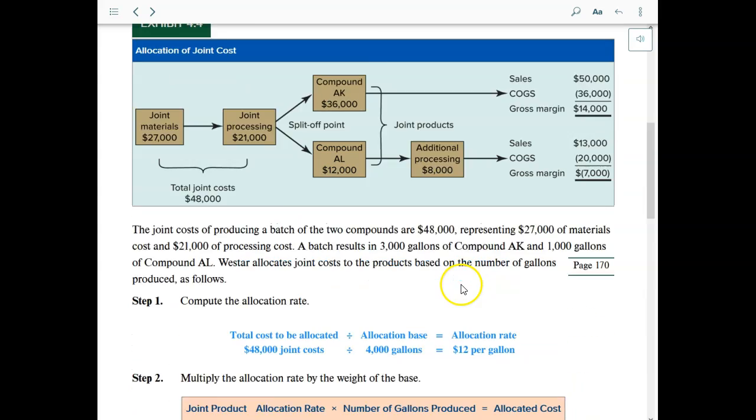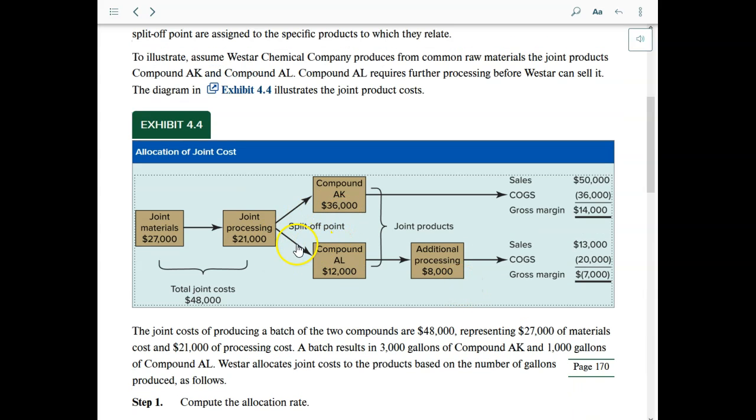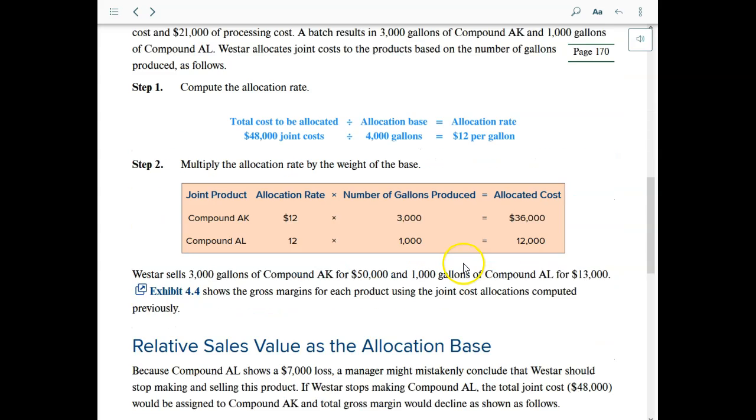So let me go back up here. If you decide to allocate this $48,000 based on what you could sell the products for at this stage, 0 of the 48 is allocated to AL, all of it is to AK. Now, once you start with the additional processing costs for compound AL, yes, this goes to AL, and we're going to use this in just a second. So keep in mind this 8. The 48 all goes to compound AK that we could sell immediately.